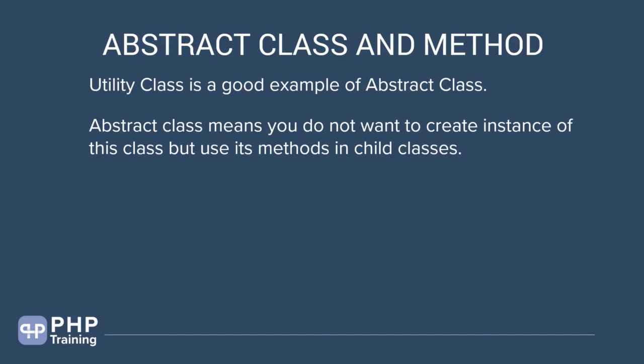An abstract class means you do not want to create the instance of this class, but you want to use its methods in the child classes. As I told you, it's a utility. You don't want to create an instance and access it directly, but it's like a helper class for your child classes. Your child classes want to extend that so that it gets the help of its additional methods so that it can do further processing of your actual class.